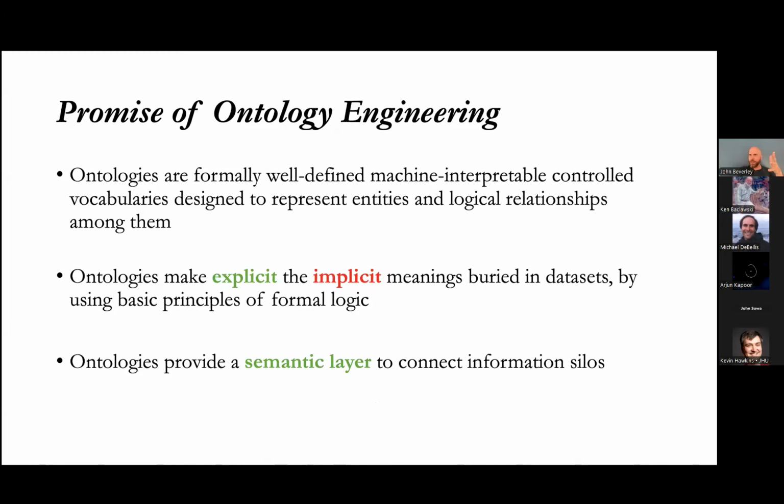So I take it, the promise of ontology engineering, at least the promise that I was sold, the one that I'm selling now, is that ontologies are formally well-defined, machine-interpretable controlled vocabularies designed to represent entities and logical relationships among them. They're designed to address interoperability problems and information silos by making explicit the implicit meanings buried in data, using basic principles of formal logic. In that sense, that's how I understand concretizing or realizing the semantic layer metaphor, which is itself very ambiguous.